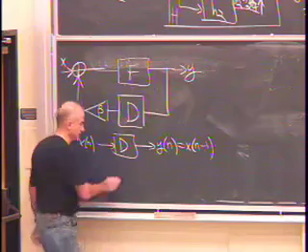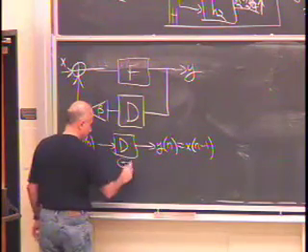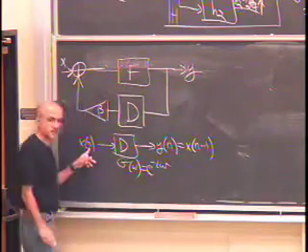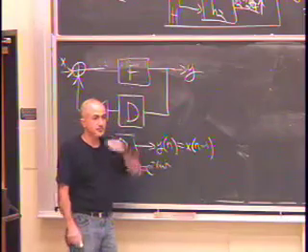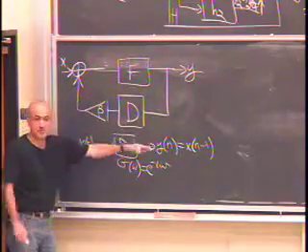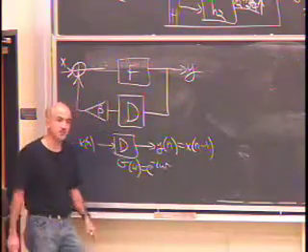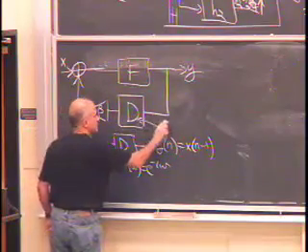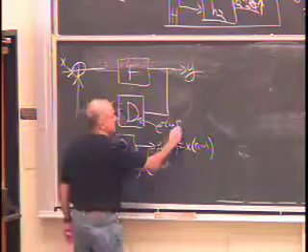E to the negative I omega. So this system, G of omega, is e to the negative I omega. Plug in x of n equals e to the I omega n and see what comes out. That's how you go from difference equations to the frequency response. For every delay, you have an e to the minus I omega. So there's an e to the minus I omega here. That's my G.